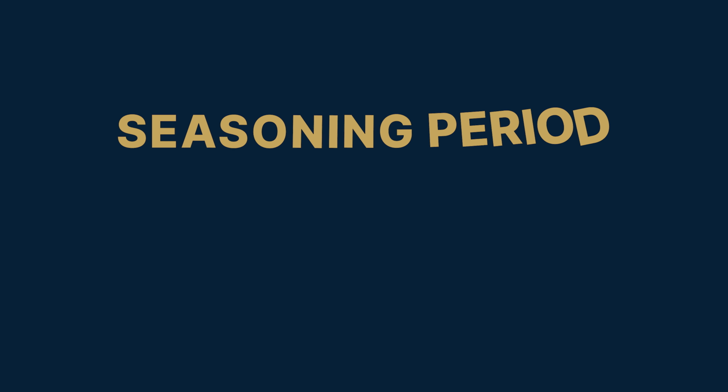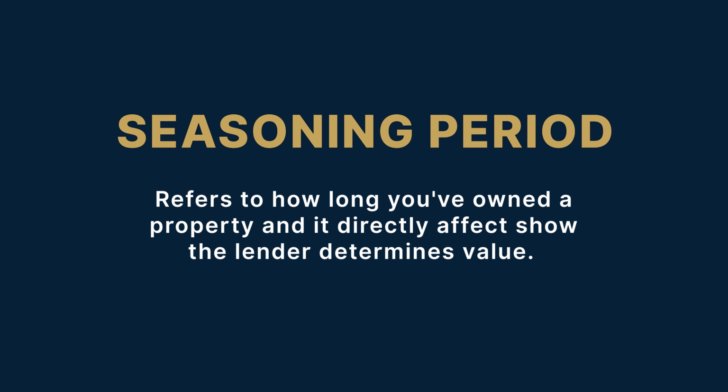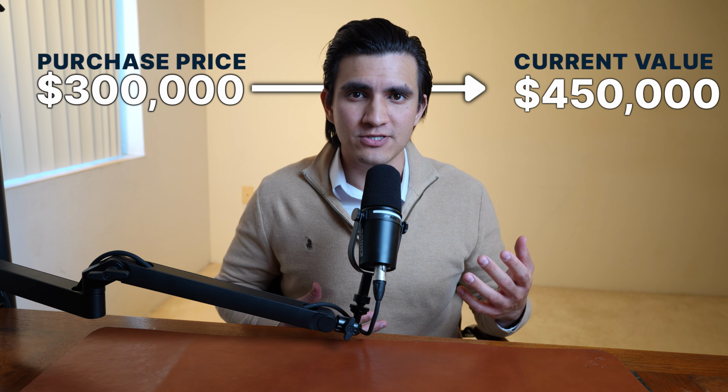Next is seasoning period. Seasoning refers to how long you've owned a property, and it directly affects how the lender determines value. Here's the standard rule. If you've owned a property for less than 12 months, most institutional lenders will use your original purchase price as the value, not a new appraisal. Why is this? It's because if you bought a property 6 months ago for $300,000 and now you're saying it's worth $450,000, the lender wants to know what actually changed. If the market just moved, that's just a risk they don't want to take. That's considered rapid market appreciation.